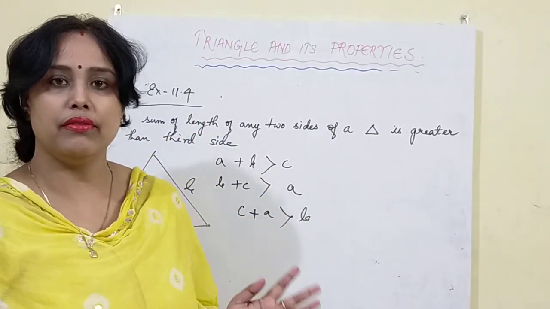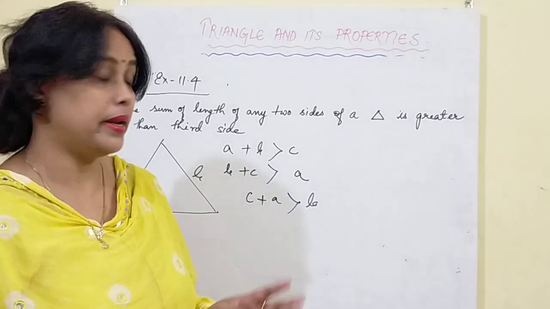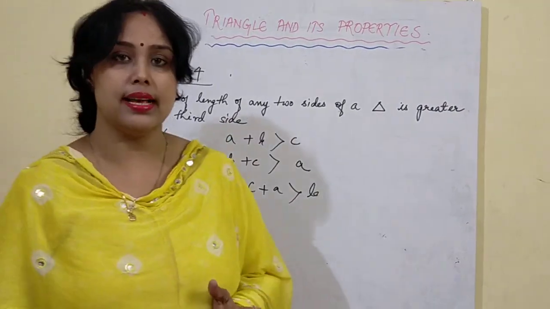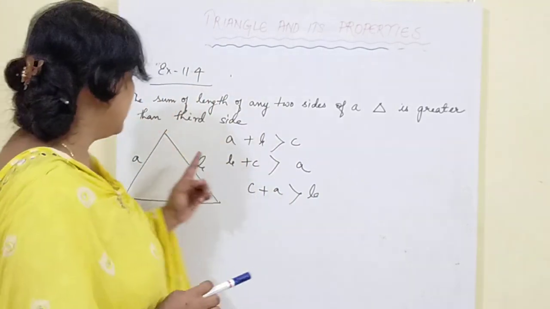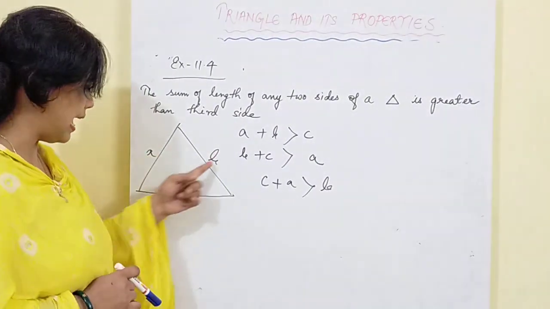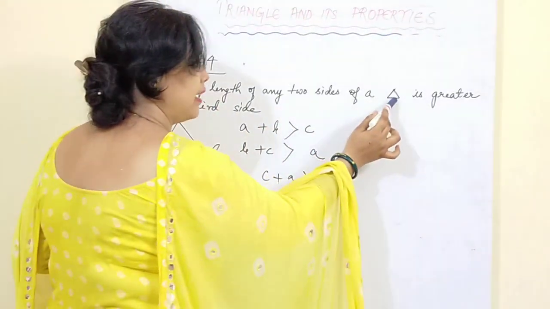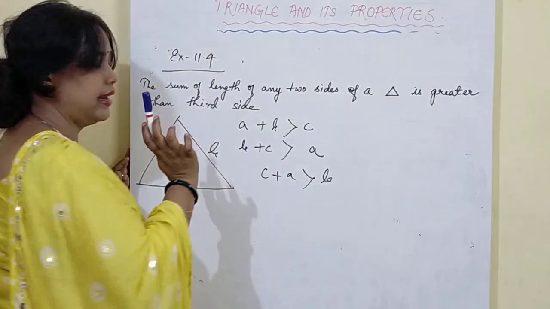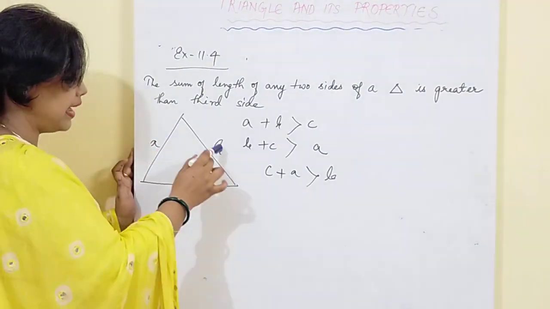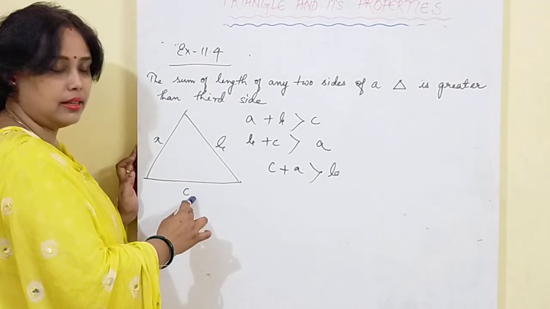Now students, here we'll start exercise 11.4. In assignments I have explained. Now the rule before we start exercise 11.4 is that in a triangle, suppose the triangle has 3 sides A, B and C. The sum of the lengths of any 2 sides of a triangle is greater than the third side.